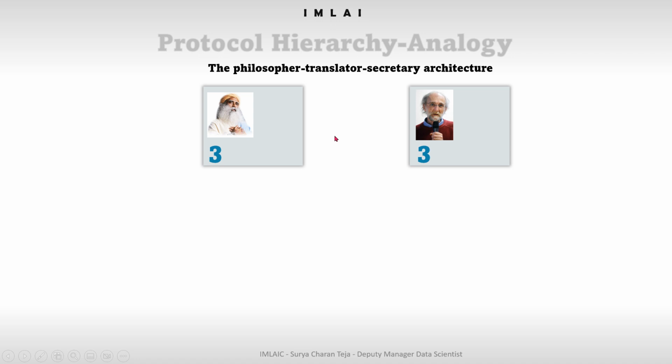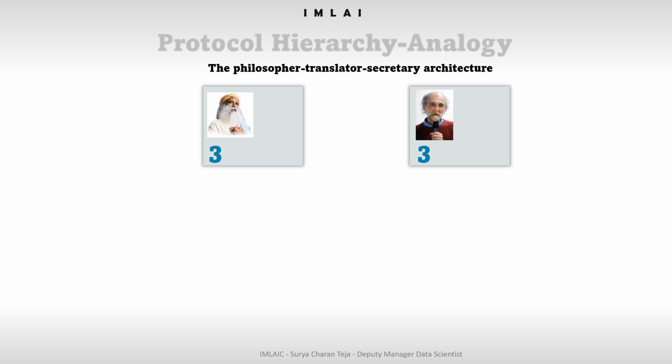So two philosophers, one of whom speaks Kannada and English, that is Sadhguru. He knows only Kannada and English. And the other philosopher speaks only Chinese and French. Okay, and this is the top layer. We are taking an analogy. This is a top layer. We can call it a peer process layer, and the layer name is layer 3.